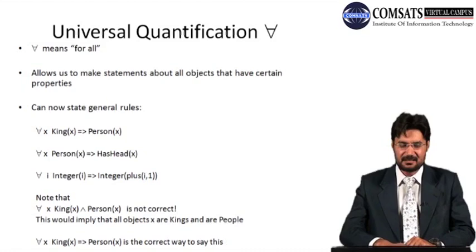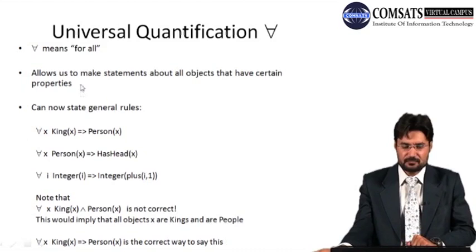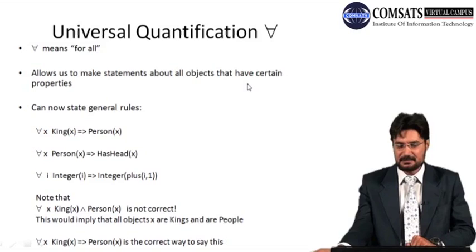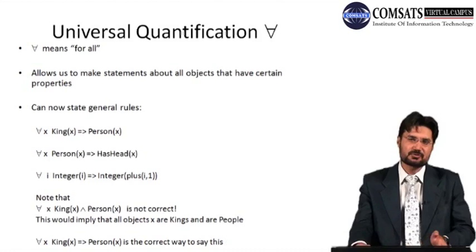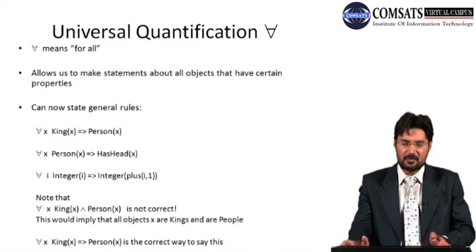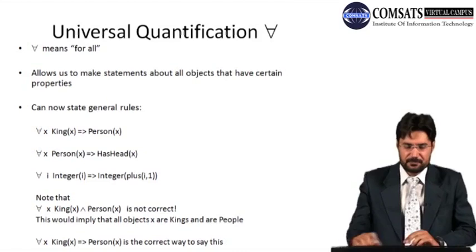This is a symbol for "for all", which allows us to make statements about all objects that have certain properties. If we use this symbol, it will make our language very easy, so we can combine a lot of things in one sentence. We can now state general rules. For this situation, we need to understand a few basic rules.